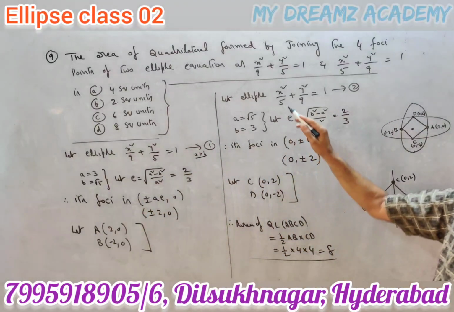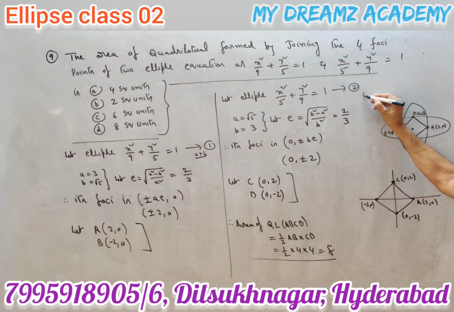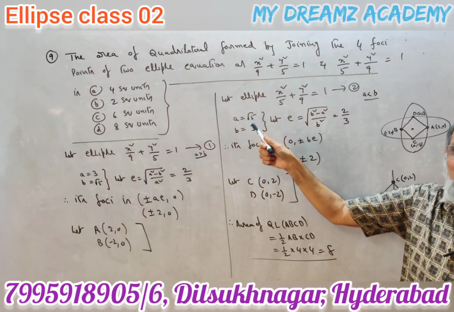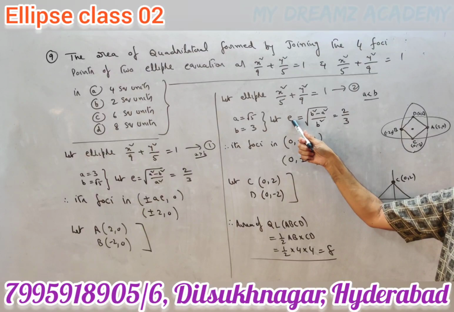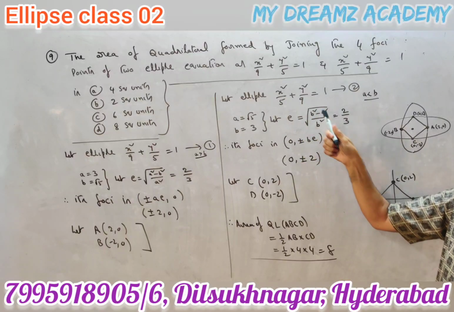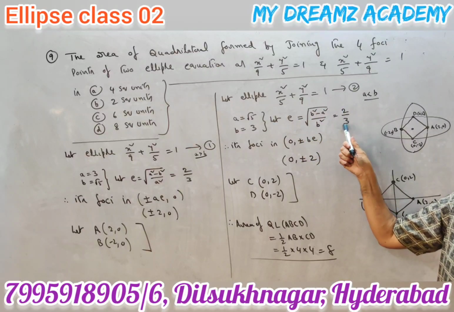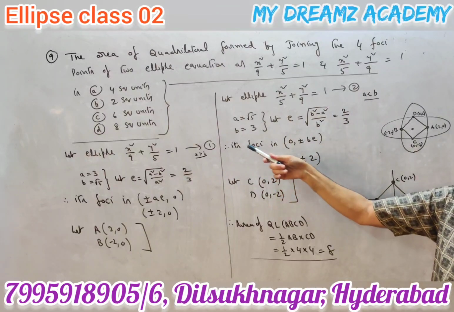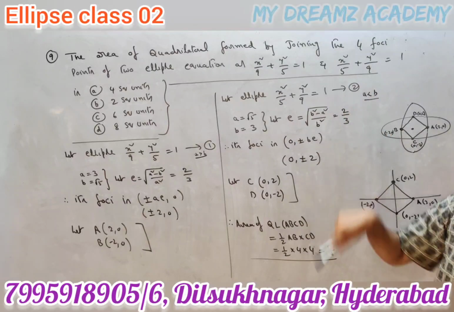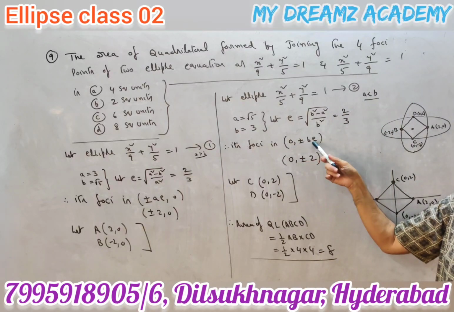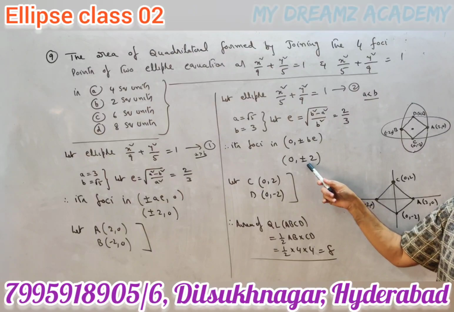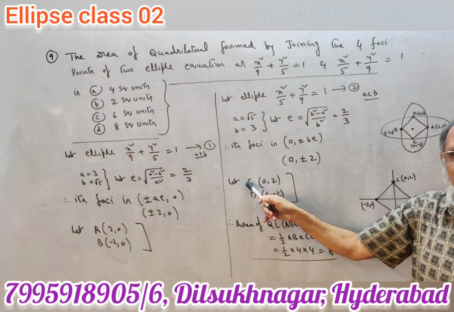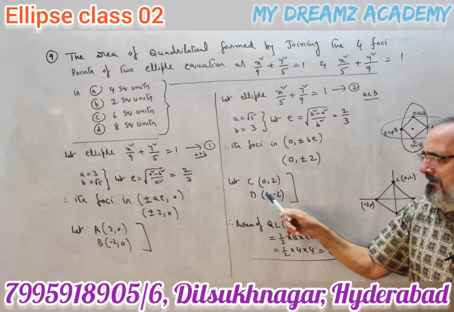Similarly, you can apply it for the second ellipse, but here it is very important that a is less than b. That's why a is √5, b is 3. The eccentricity formula is √(b² minus a²)/b, which is equal to 2 by 3. So the eccentricity of both ellipses is the same. But the foci are on the y axis, so (0, ±be), that is (0, ±2). So the other foci will be C (0, 2) and D (0, -2).